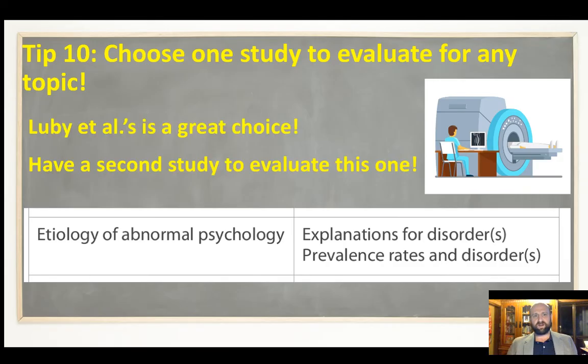And so what I like is Luby's. Now, this is Luby et al.'s study linking poverty, stress, and parenting with development of the hippocampus. This provides a possible etiology of abnormal psychology, a sociocultural etiology, and looking at how those external environmental factors can influence the development of the brain. It can also be used for sociocultural theory because it shows the triadic reciprocal determinism.